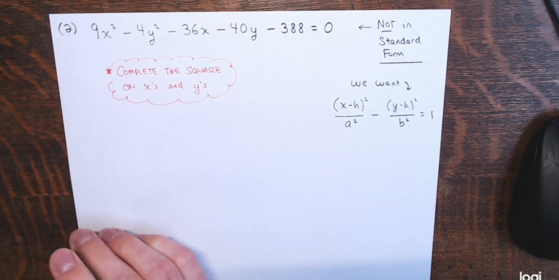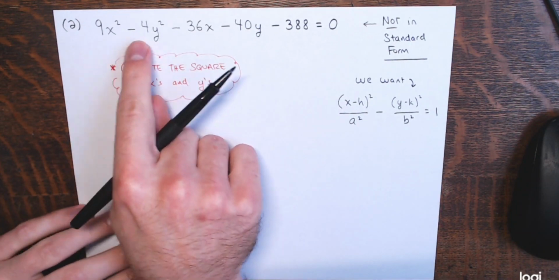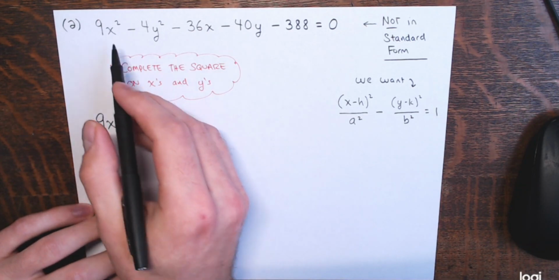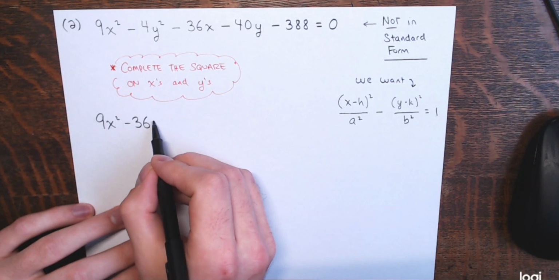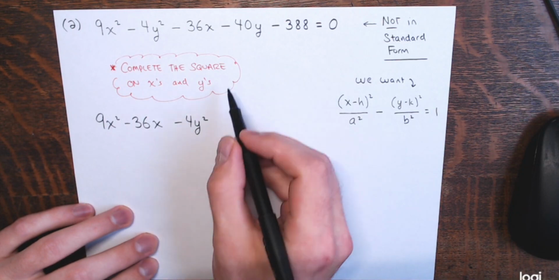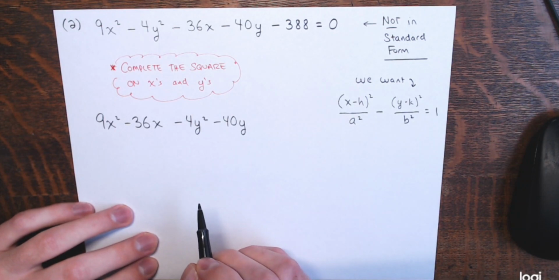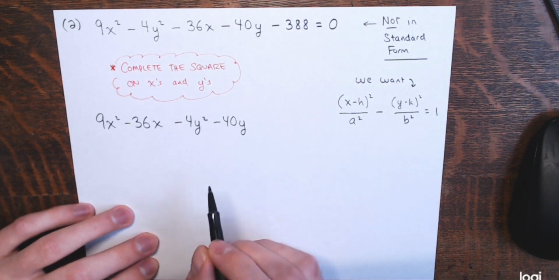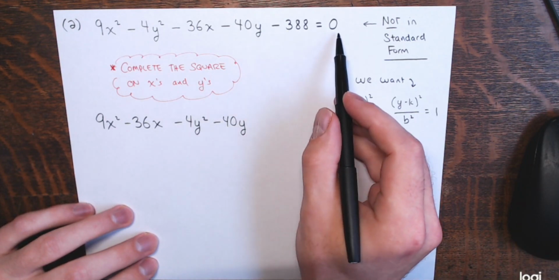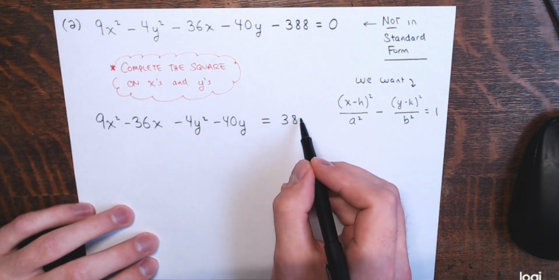So the first thing I'm going to do is actually gather the x terms and y terms near each other. So I'm just going to shuffle some terms around here. We have 9x squared, and then the other x term is minus 36x, and then the y terms, minus 4y squared, minus 40y, and the only term I'm really not concerned with when I'm trying to complete squares is the constant term. So this negative 388, I'm going to add to the other side. So equals 0 plus 388 is positive 388.